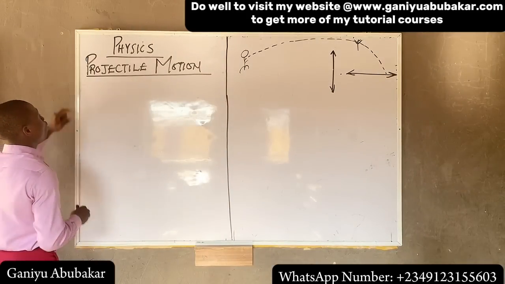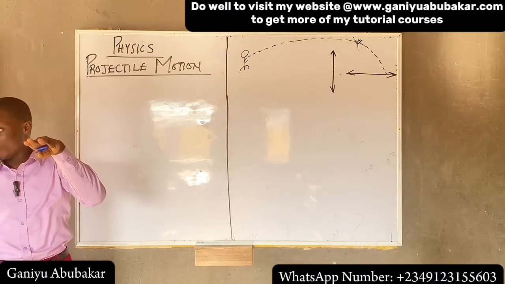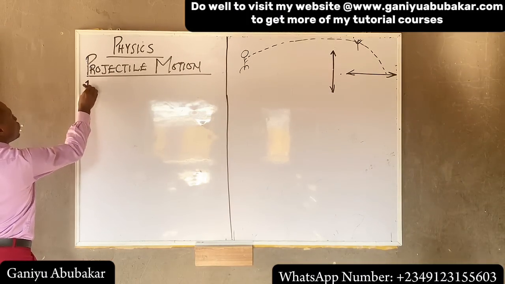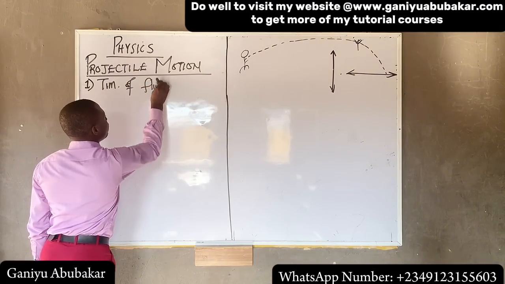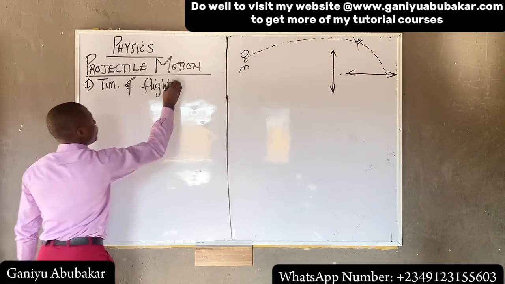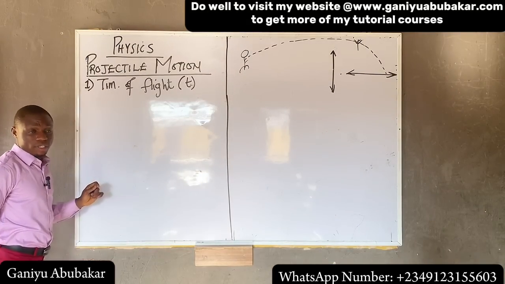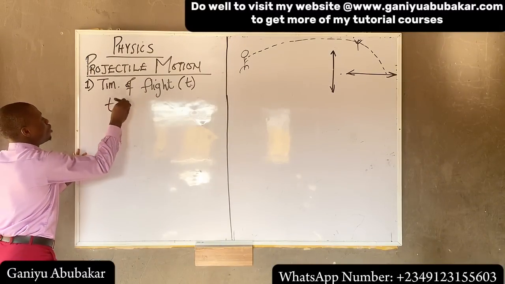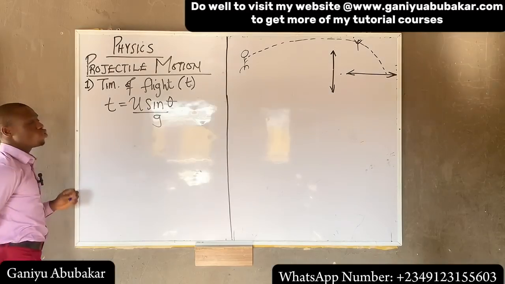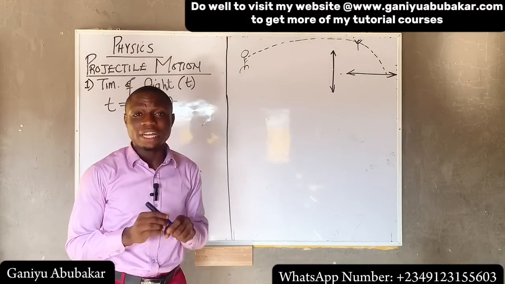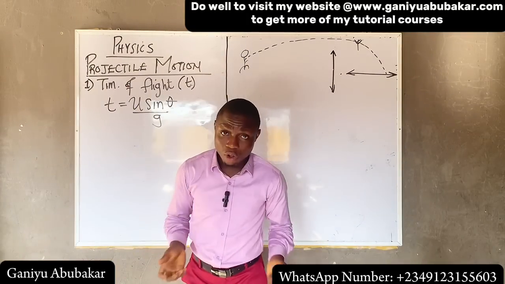First things first, we said when it comes to projectile motion, there are four important terms. What's the first one I gave you? Time of flight, small t. So small t is equal to what? U sine theta over g. Your ability to solve any problem under this in JAMB depends on whether you can remember the formula. If you can't remember, you're gone, or you're on your own.